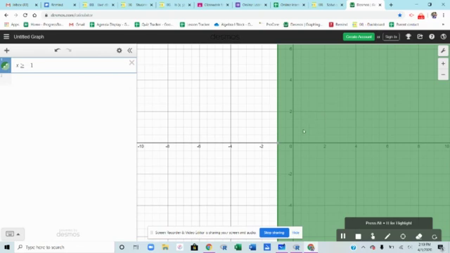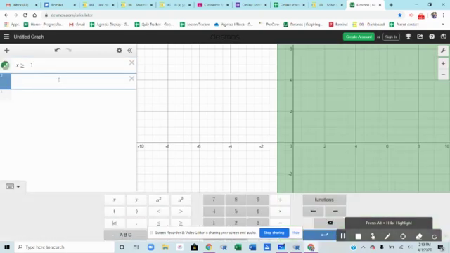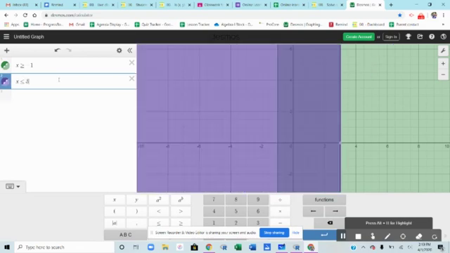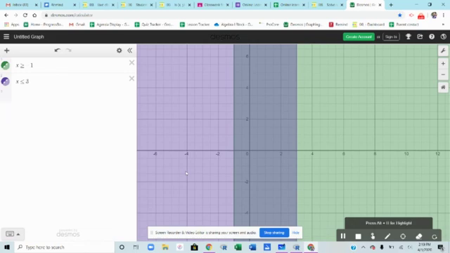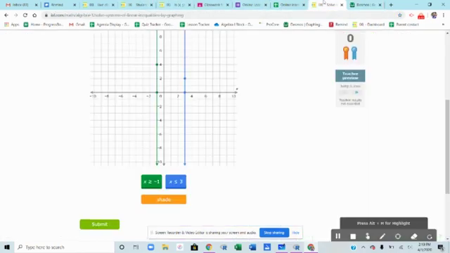So your first one pops up. Then you can type on in your next one, x is less than or equal to 3. And remember we said that your shading, the solution is the one section where the shading overlaps. So do you see how it overlaps in between the two lines? So when I go back to Desmos, my shading is in between the two lines.